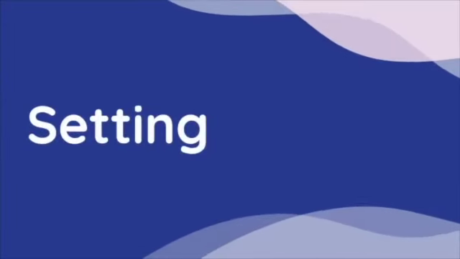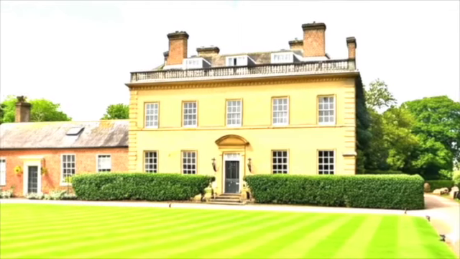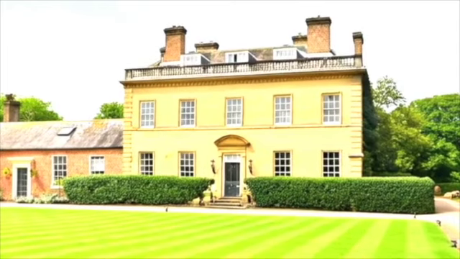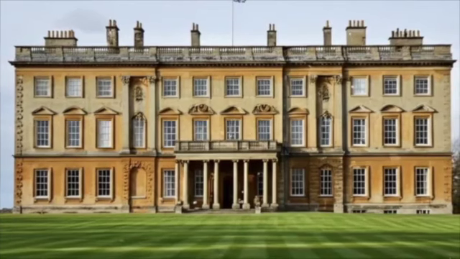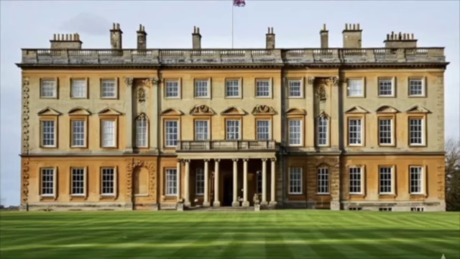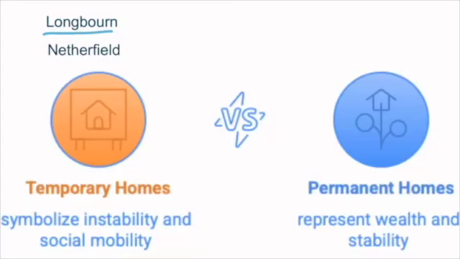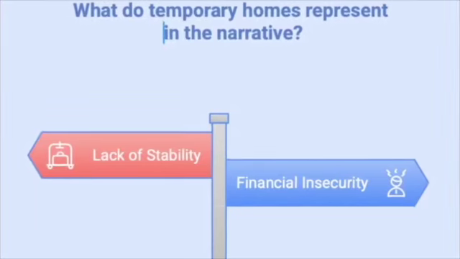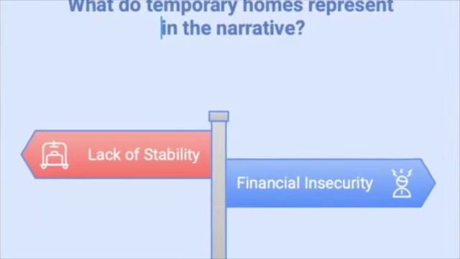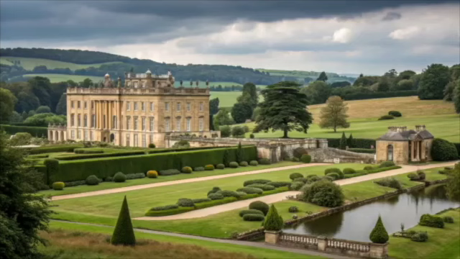Some places in the novel, like the Bennet's house, Longbourn, and Mr. Bingley's rented house, Netherfield, show that things can change. Longbourn might be taken away from the Bennets, and Bingley's house is just rented, not his own. We'll call them temporary homes.